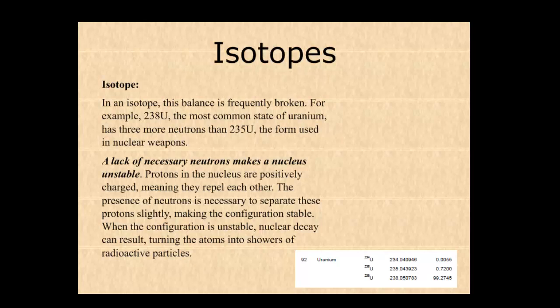A lack of the necessary neutrons makes a nucleus unstable. Protons in a nucleus are positively charged, meaning that they repel each other. The presence of neutrons is necessary to separate these protons slightly, making the configuration stable. When the configuration is unstable, nuclear decay will occur.